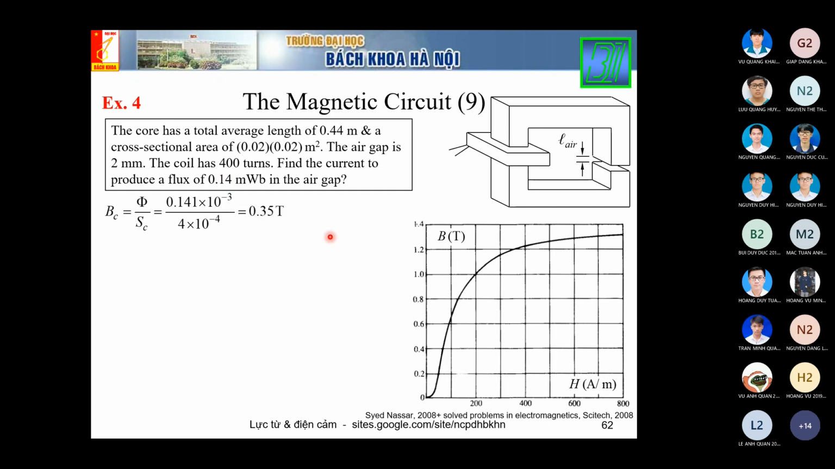Firstly, we can find the magnetic flux density of the core. It is 5 rs. And once again, from the B just found, we can rely on the curve here to find the corresponding H. Approximately, it is 60.